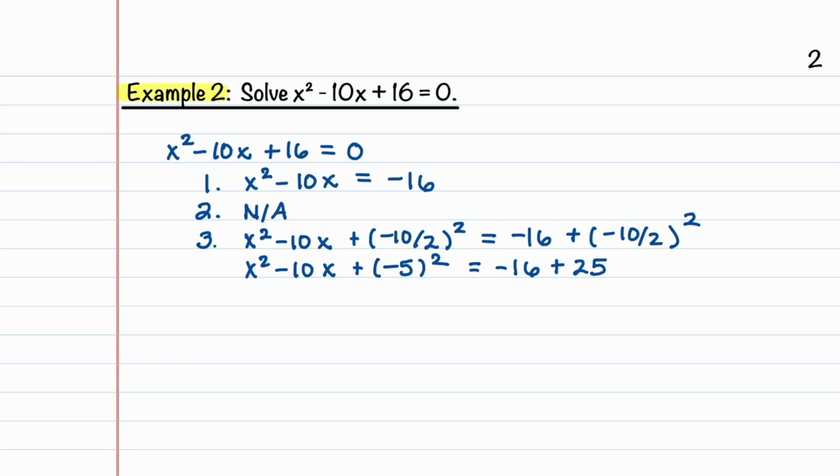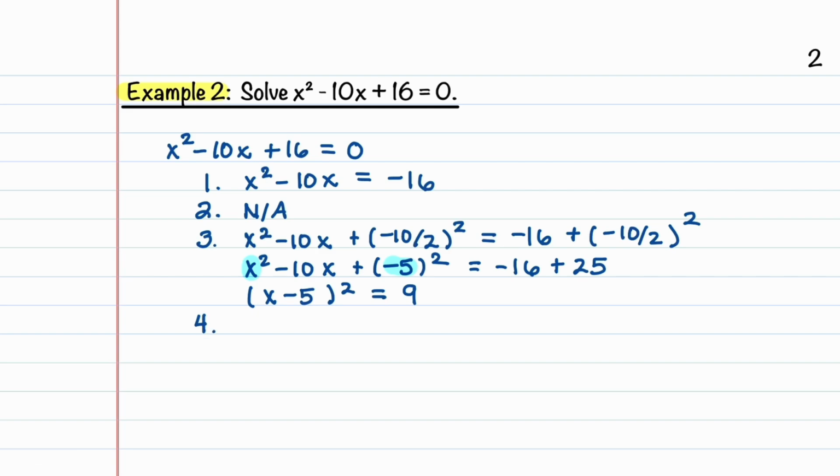Now we can write our left-hand side as a perfect square. So this becomes x minus 5 quantity squared. I want to point out that what went into our parentheses was an x and a minus 5. And then on our right-hand side, we have minus 16 plus 25, which is just equal to 9.